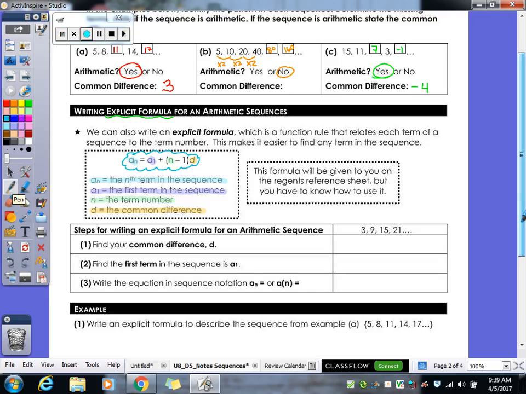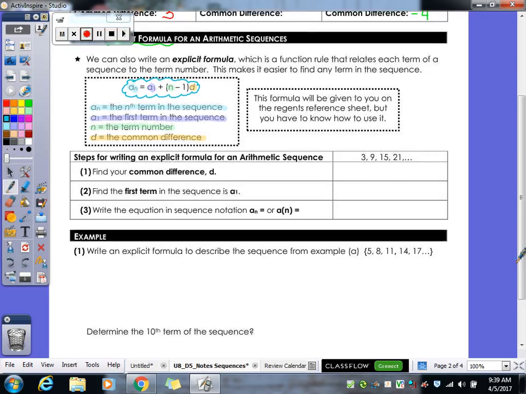So when you are trying to write your sequence, you want to follow these steps here. First thing you want to figure out is what is your common difference. So if we look at our example here, what are we adding each time? 6. So our common difference is 6.